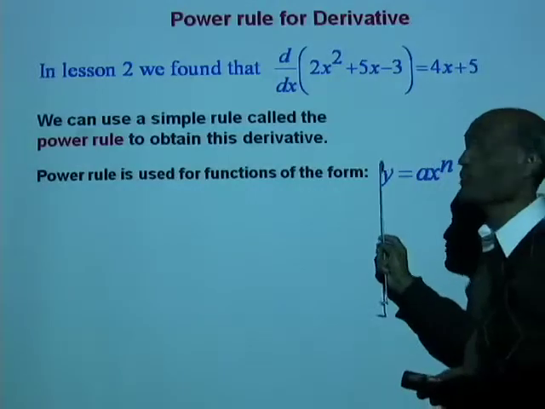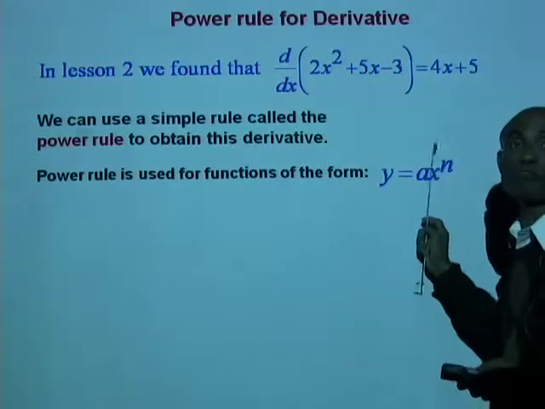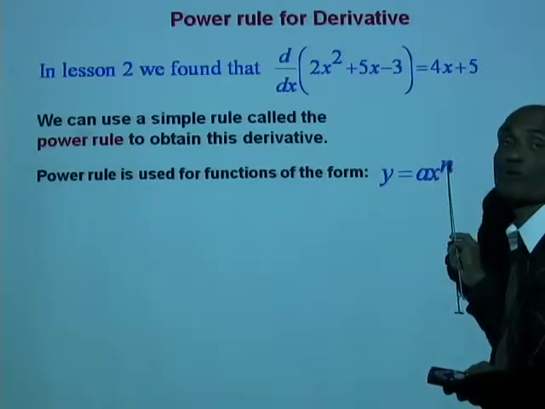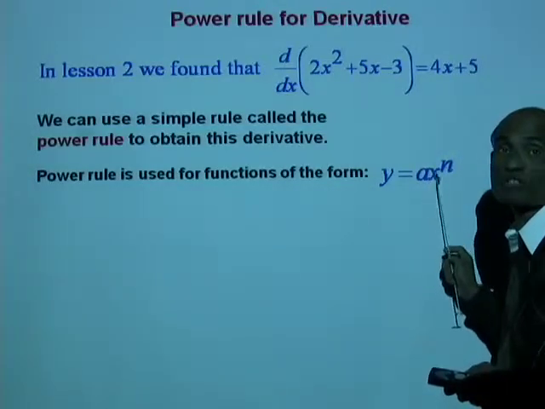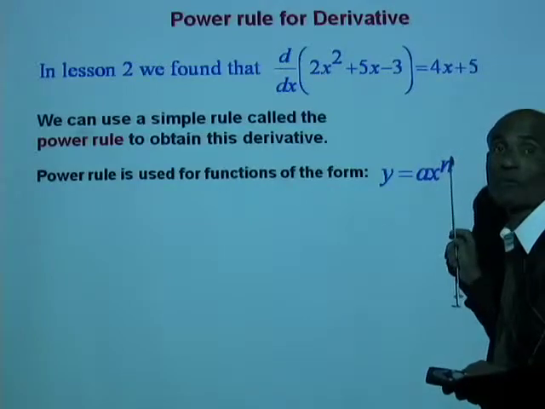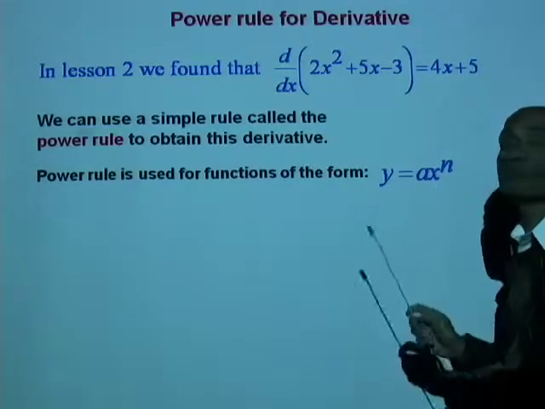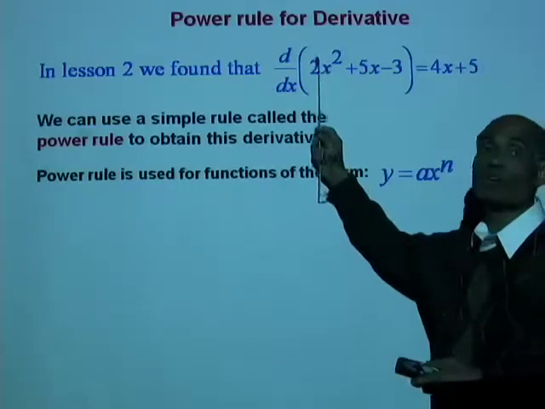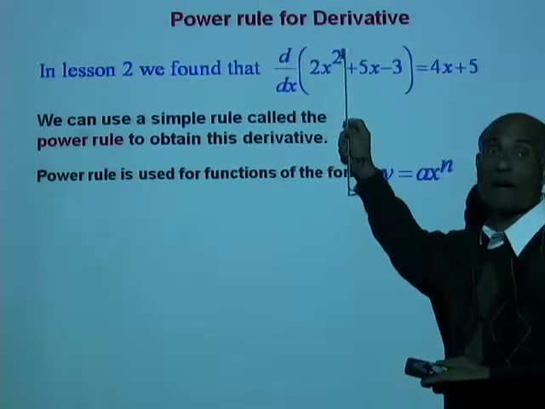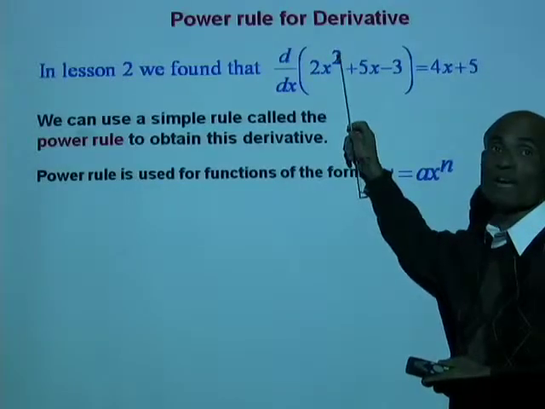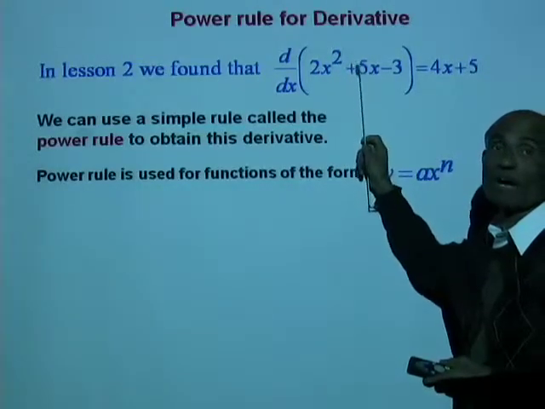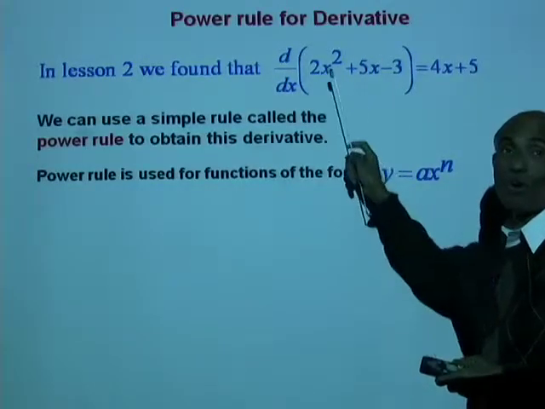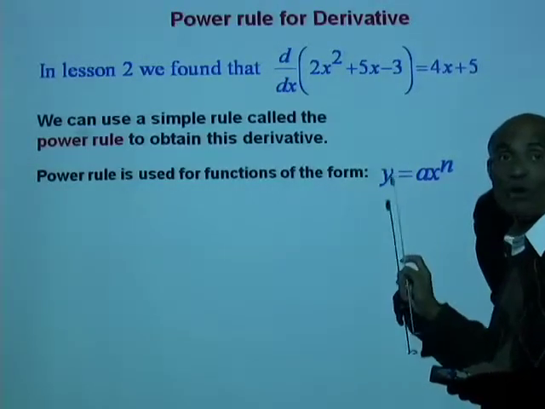The power rule says if you have a function of the form y equal to ax to the power of n, a is the coefficient of x, n is its power. So if the function is of the form y equal to ax to the power of n, look at this, ax to the power of n, a is 2, n is 2. How about here? ax to the power of 1. So all these are in this form.